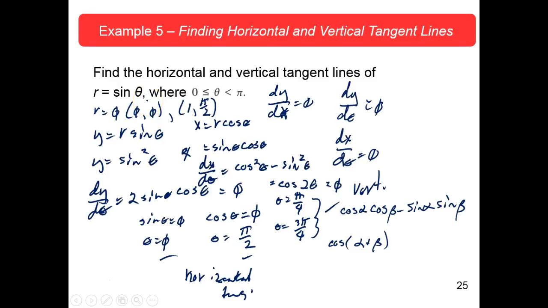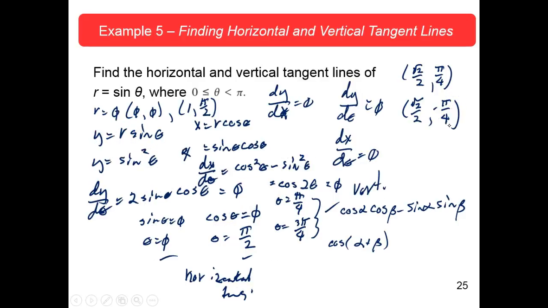The points where you have vertical tangents, that would be at theta equal pi fourths, and sine of pi fourths is what? Square root of 2 over 2. So those points would be root 2 over 2, pi fourths. And when theta is 3 pi fourths, what is sine? It's still square root of 2 over 2, so root 2 over 2, 3 pi fourths. All right.